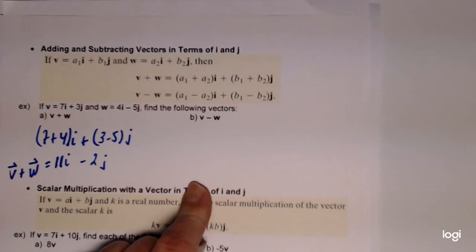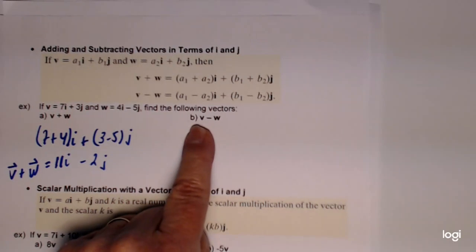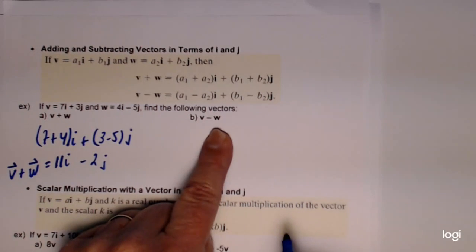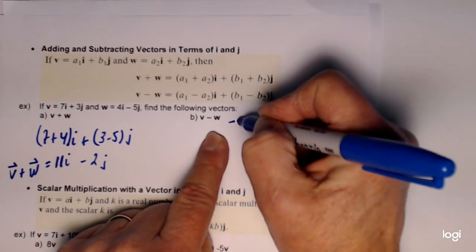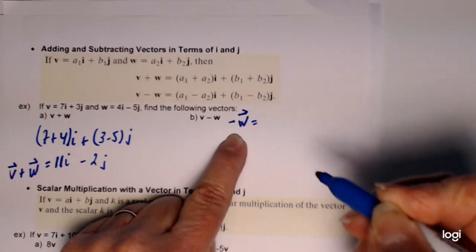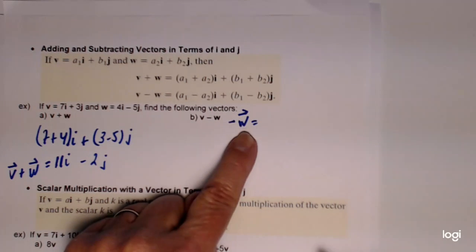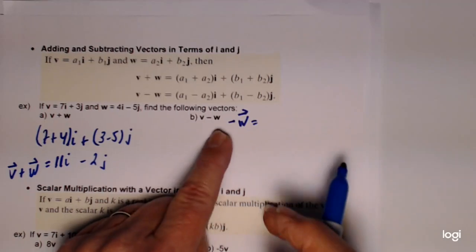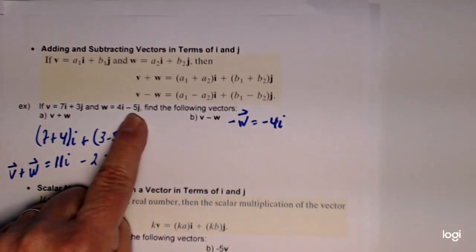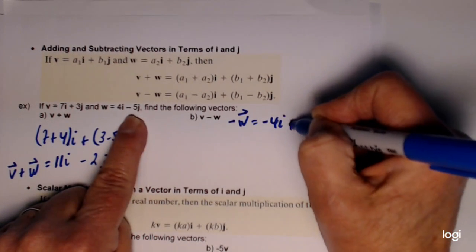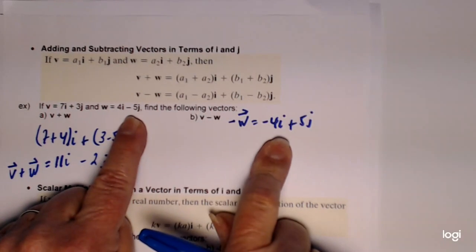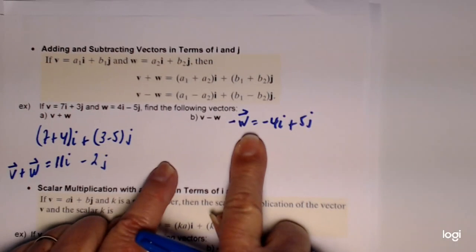Now we're going to do a subtraction here. So we're looking at vector v and we're subtracting vector w. The first thing I want to do is look at what the negative of vector w would be. Remember, this vector is going to have the same length as w, but now it's going in the opposite direction. So since w was positive 4, it's now going to be negative 4i. And since it was negative 5j, now we're going to have positive 5j. So here is our negative w, or vector w going in the opposite direction.